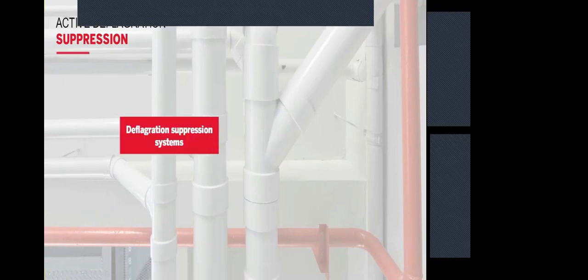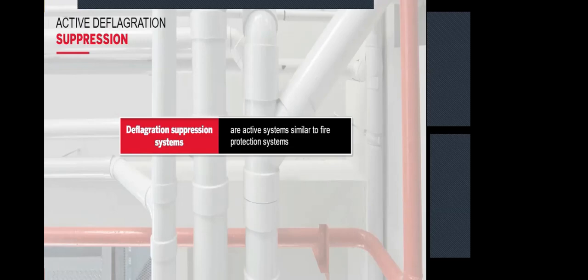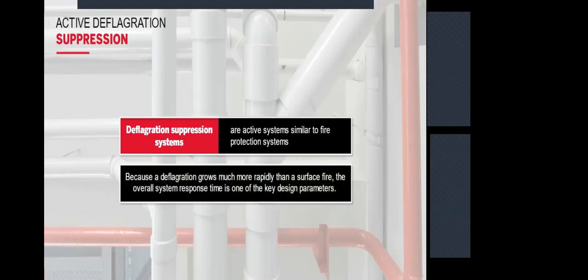Deflagration suppression systems are active systems similar to fire protection systems that have components for detection, extinguishment, and control or supervision. Because a deflagration grows much more rapidly than a surface fire, the overall system response time is one of the key design parameters. The principle of operation is that once detection of ignition has occurred, the extinguishing agent is delivered to and distributed within the protected volume more rapidly than the spread of the flame front. Let's watch how deflagration suppression works.